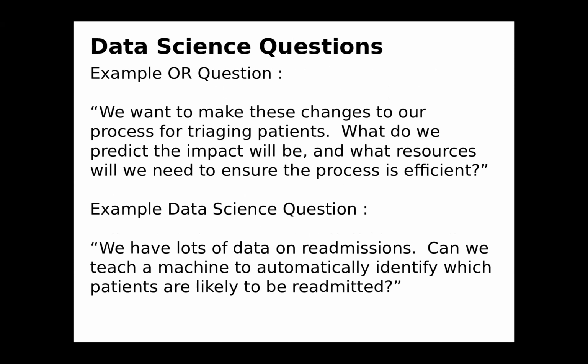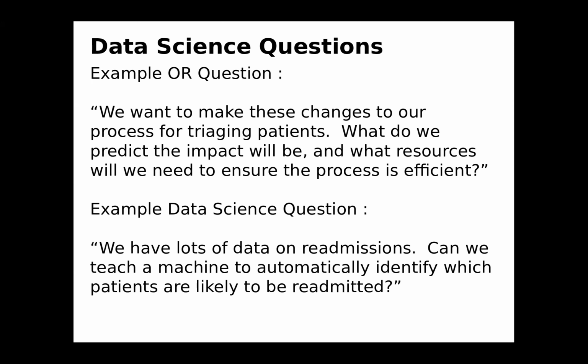So an example operational research question might be that we want to make these changes to our process for triaging patients. What do we think the impact's going to be, and what resources are we going to need to make sure that we keep things running efficiently? Whereas an example data science question might be something like, look, we've got lots of data on readmissions. Can we teach a machine to try and automatically identify which patients are likely to be readmitted? So it's similar, but it's a different approach.